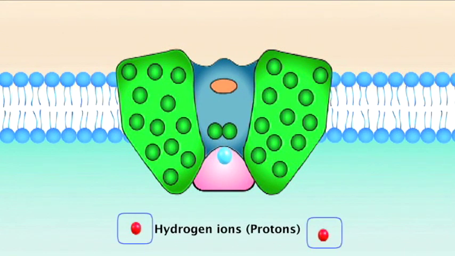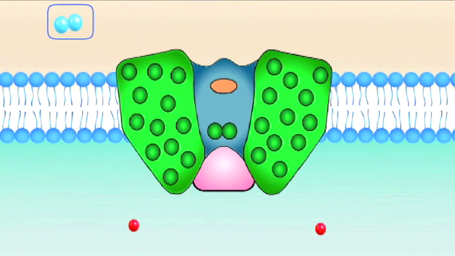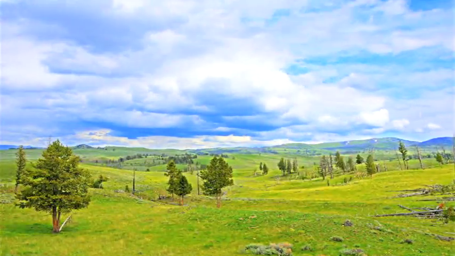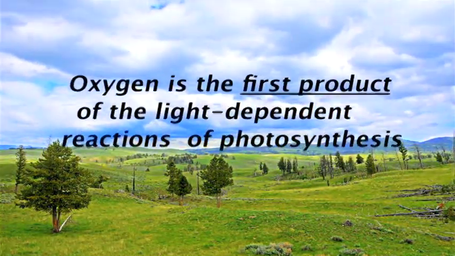And the oxygen atom, produced by the splitting, combines with another oxygen atom to create breathable diatomic oxygen, or O2, which ends up being released into the air. Oxygen is the first product of the light-dependent reactions of photosynthesis.